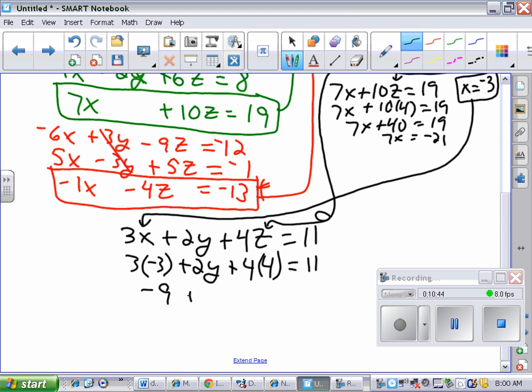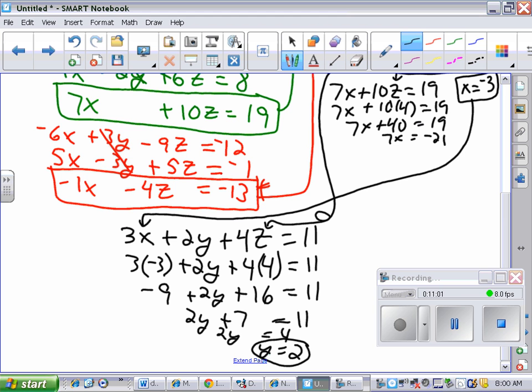So I have negative 9 plus 2y plus 16 equals 11. The rest is pretty easy. 2y, I believe that's plus 7, isn't it? And then 2y equals 4, y equals 2. So I have my ordered triple now, don't I? What was that? Negative 3, 2, and 4. So that's what it is.